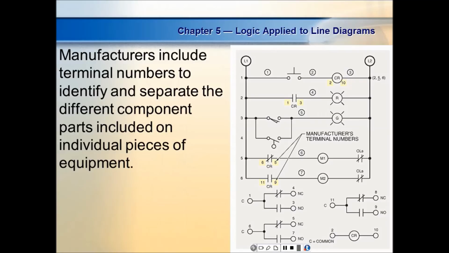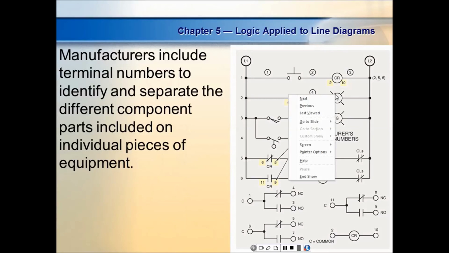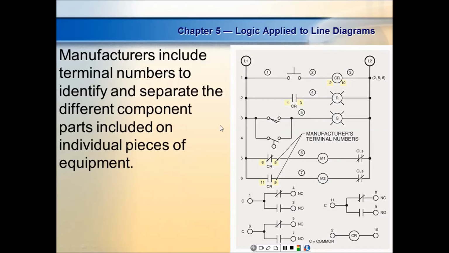So assign manufacturer numbers. And where do you get the manufacturer numbers? Off the device you chose to use, right? So we're not going to do wire numbers. You'll have to assign wire numbers.